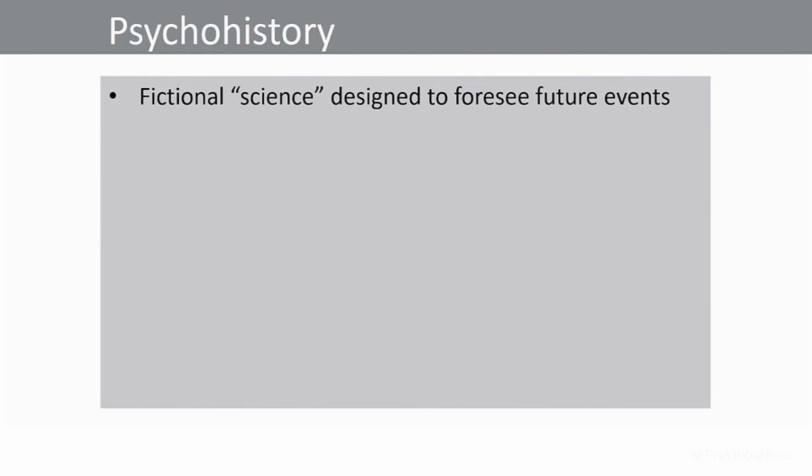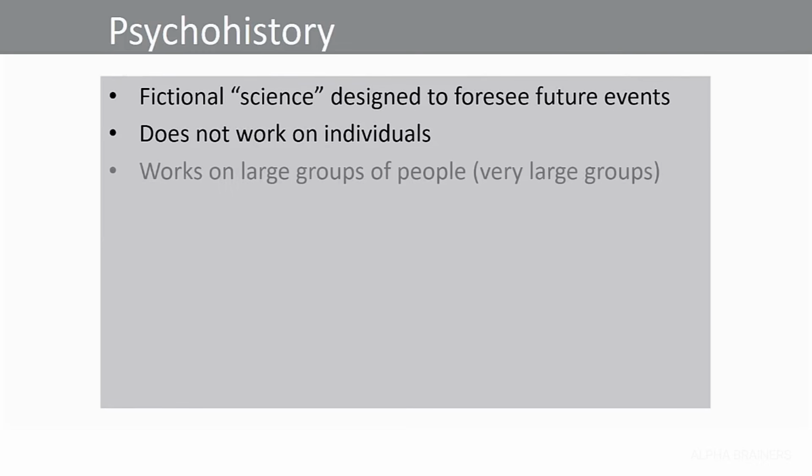It's a fictional science, so it's not real, but it's designed to foresee future events. It doesn't really work on individuals, so you can't really predict what someone's going to do next week or a year from now. But what it does do is allow you to have large bits of information that would be used by a lot of different people to determine what future events might take place.